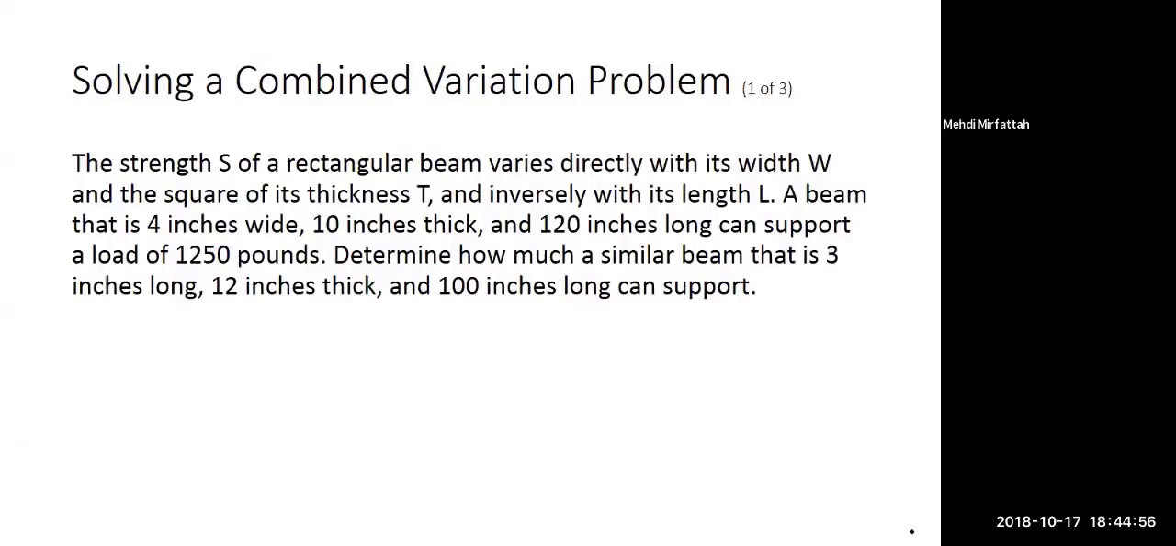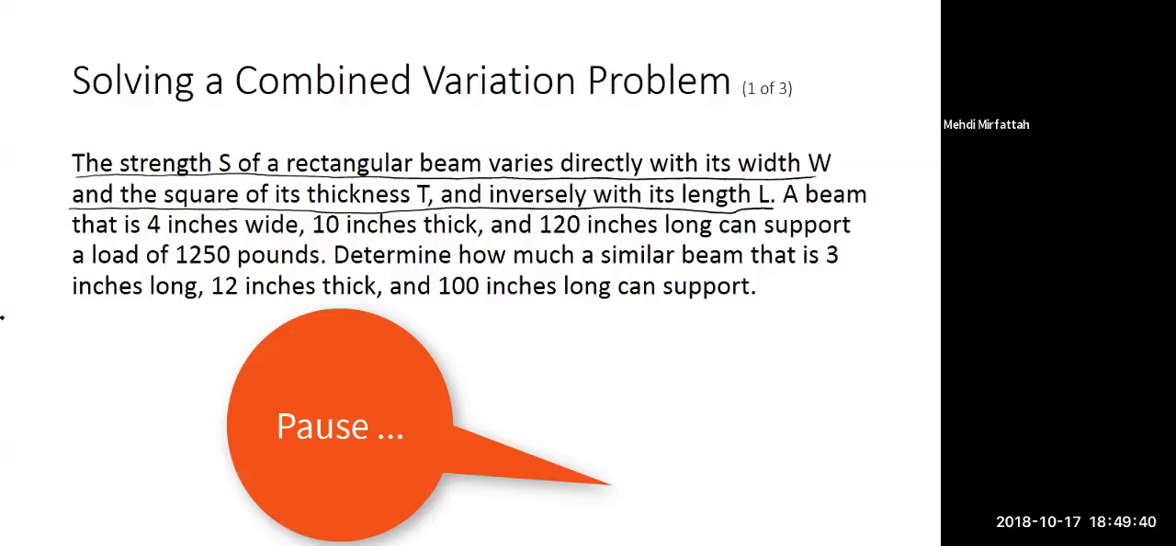Let's take a look at this example here. The strength S of a rectangular beam varies directly with its width W and the square of its thickness T, and inversely with its length L. A beam that is, okay, I'm going to stop right here. I want to see if everybody can come up with the formula just by reading the first two lines. For those of you watching this later at home, I suggest you pause the session right now and see if you can come up with the formula just by reading these first two lines.